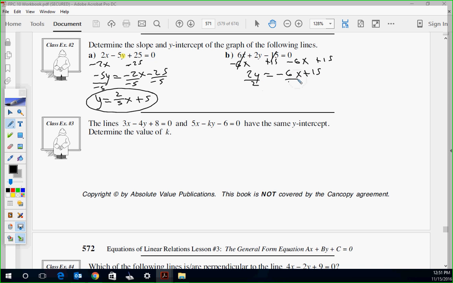Divide by 2. So it's really not, I'm not saying it's easy, but it's not that complicated. It was 2 steps essentially. 6 over 2 is -3x. 15 over 2, leave it.